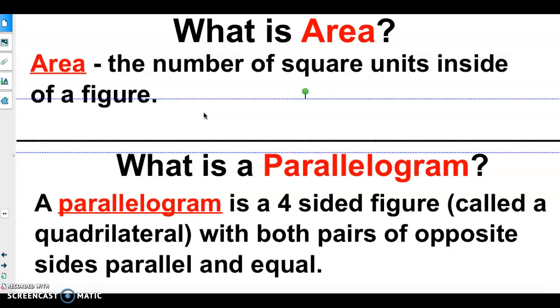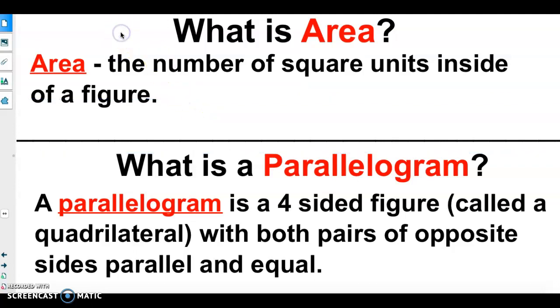So my first question that I have for you is, what is area? Area is the number of square units inside a figure. And that's why we label all of our area answers as the units to the second power, which means squared, or square units. A parallelogram is a four-sided figure, which is also called a quadrilateral, with both pairs of opposite sides parallel and equal.